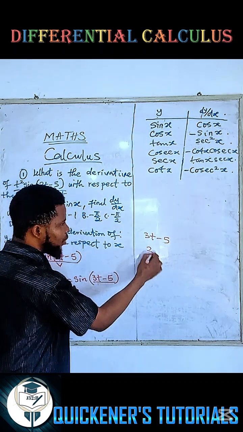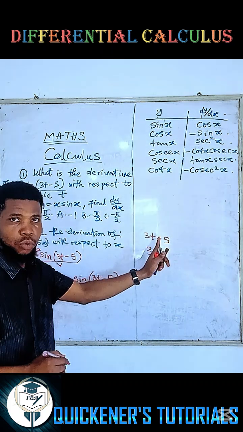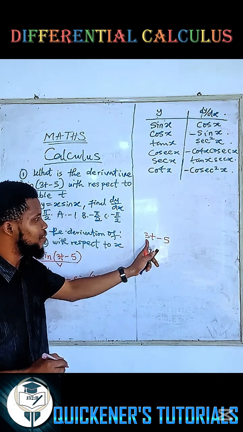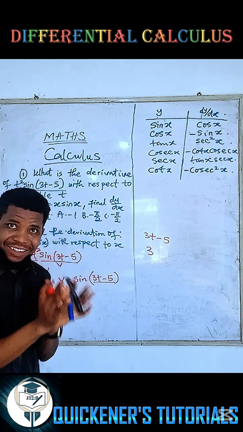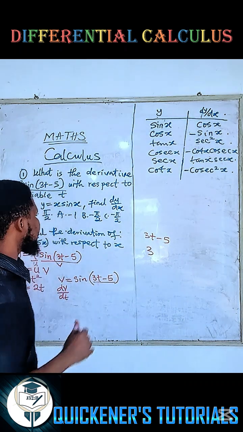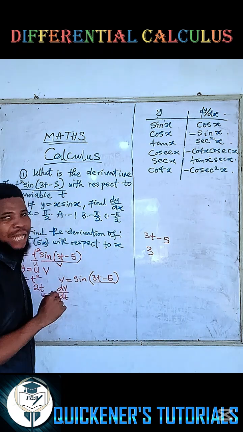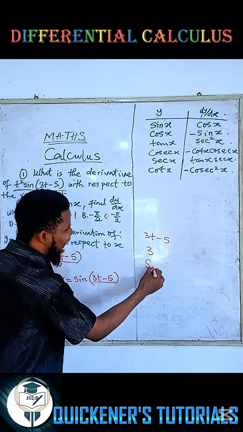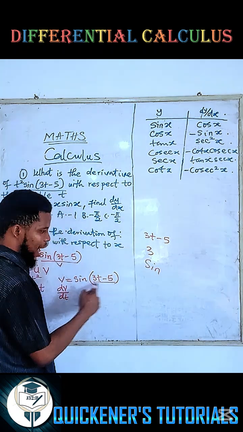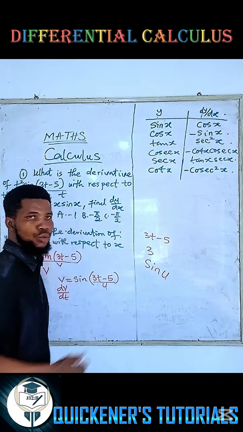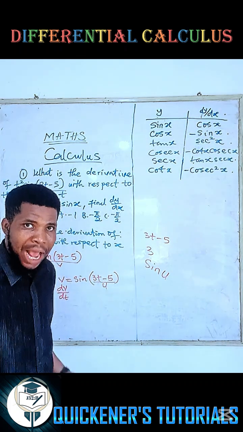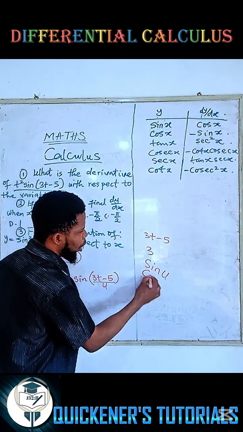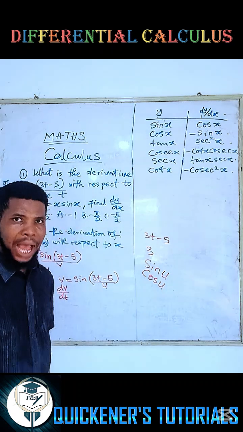When you differentiate it, you have what? 3. The derivative of 3t will be 3. So that's 3, right? Now, solve the one outside. What do you have outside? What you have outside is sine of everything here. So everything here, let it be u. So that's sine u. When you differentiate sine u, what are you going to get? You're going to get cos u. Are you getting it now?